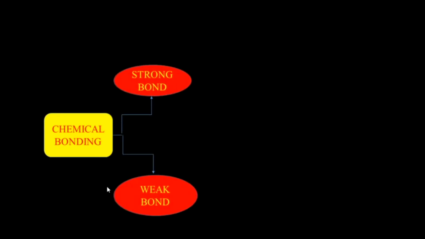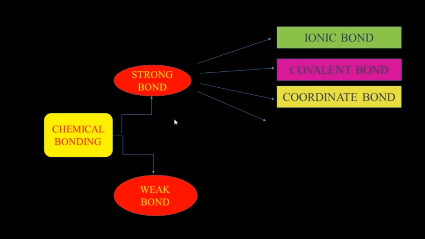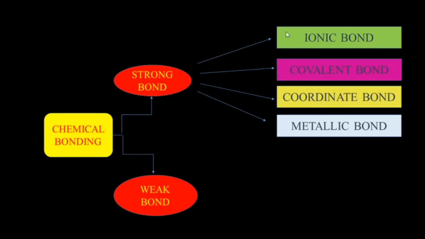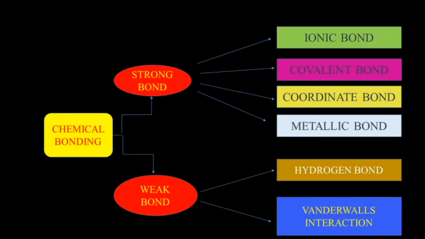Based on the nature of the bond, it can be classified into two types: strong bond and weak bond. The strong bond is again classified into four types: ionic bond, covalent bond, coordinate bond and metallic bond. These four come under the category of strong bond. The weak bond is classified into two types: hydrogen bond and van der Waals interaction. This is the classification of chemical bonds.